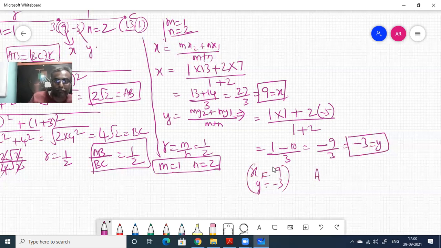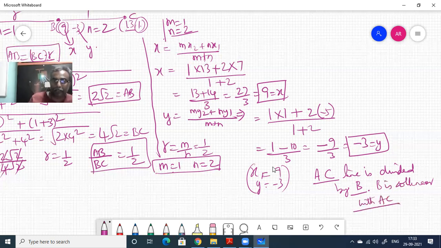So the AC line is divided by B, and B is collinear with AC. Okay, that's all we have proved.